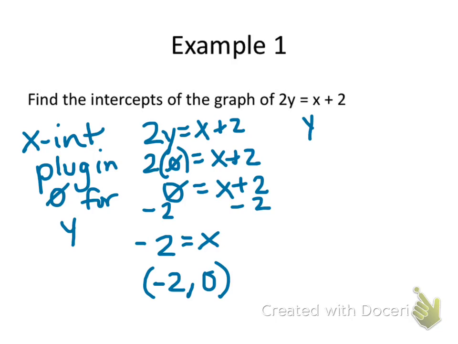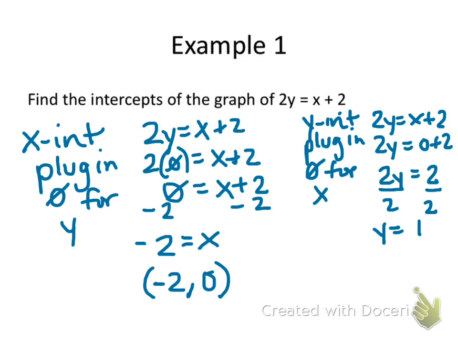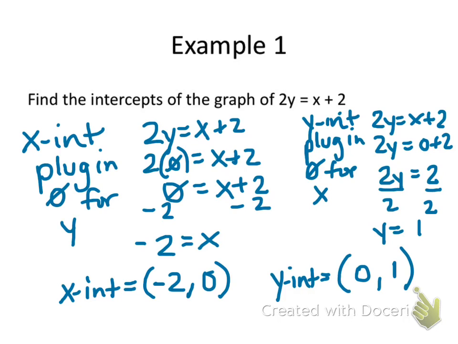For the y-intercept, I want to plug in 0 for the x-coordinate. So 2y equals x plus 2. So in this case, my ordered pair is 0, comma, positive 1. So the x-intercept equals this ordered pair, and the y-intercept equals this ordered pair.